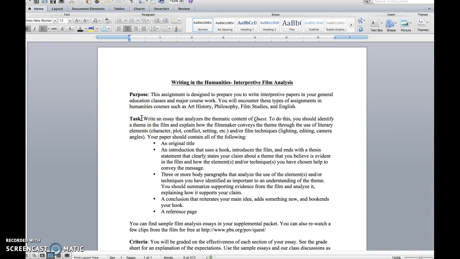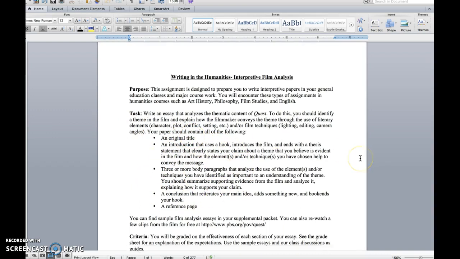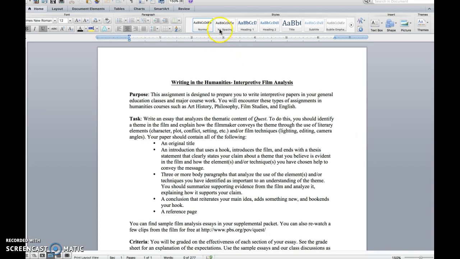Analyze the thematic content. In other words, what's the film about? So, to do this, I say, identify a theme in the film and explain how the filmmakers convey the theme through the use of the literary elements and or film techniques. You're not required to do both. You may find it helpful to use both. You may not. And I give you a brief outline of what the paper should look like here structurally. Okay. So that is what you're being asked to do.